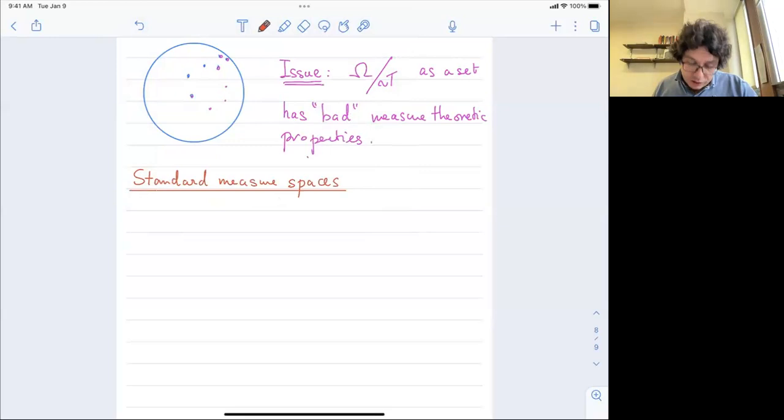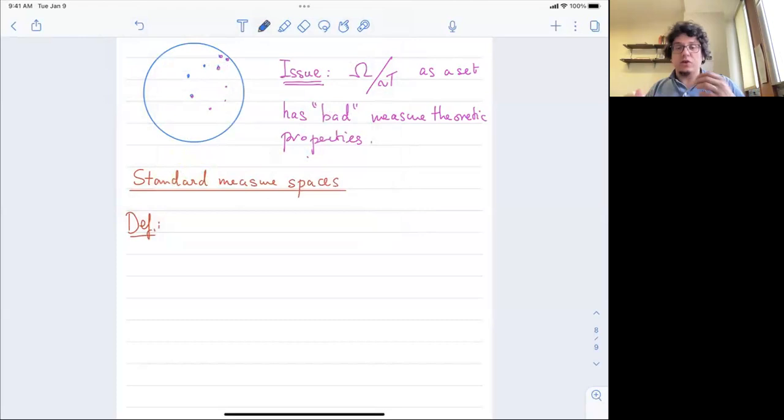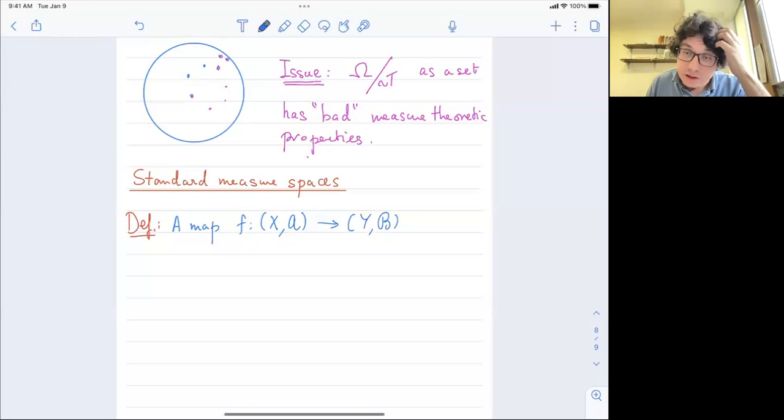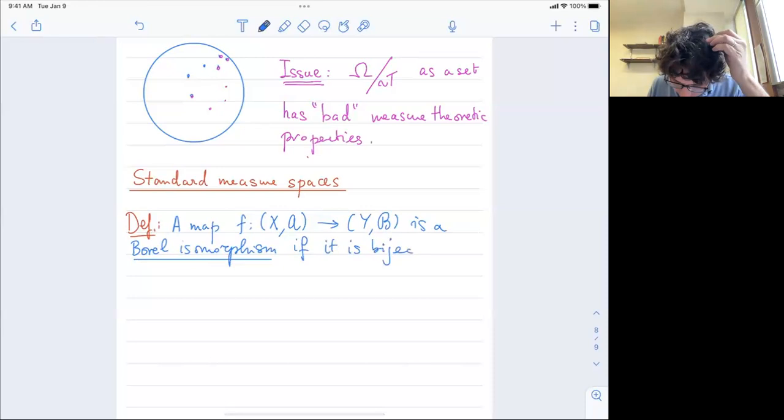Okay, so first of all, when are two measure spaces the same? Well, that's not surprising. Whenever there is a measurable isomorphism between them, meaning two measurable bijective functions. So a map F from a space X with the sigma algebra A to another space Y with the sigma algebra B is a Borel isomorphism if it is bijective, measurable, meaning that the preimage of elements in B are elements in A, and the inverse is also measurable.